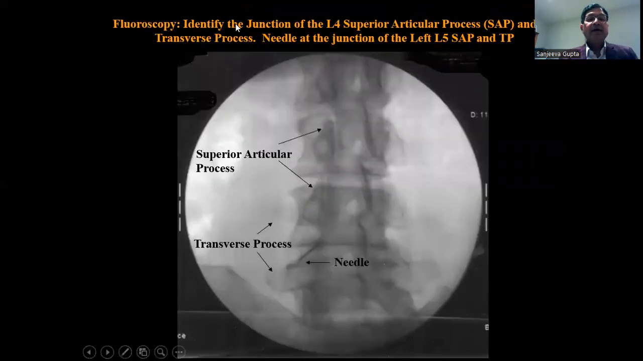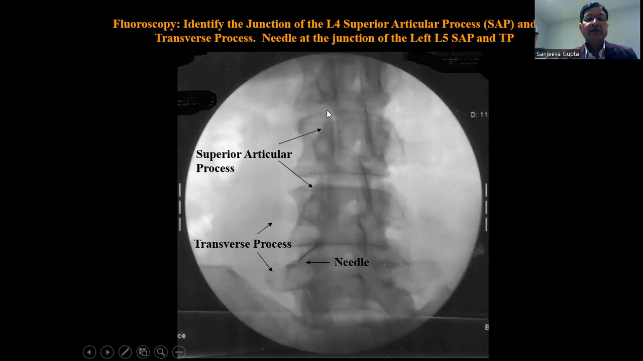Again here, I'm asking a question: identify the junction of the L4 superior articular process and the transverse process. So that is L4, you can see the superior articular process of L4 and the transverse process. So it's a beautiful curve here. It's ideal for medial branch block and radiofrequency denervation.